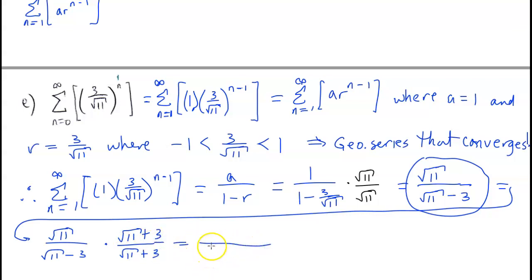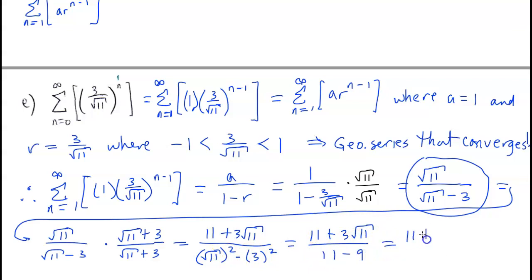Of course, the denominator here will just end up being the square root of 11 squared minus 3 squared. And up top, we'll just multiply the square root of 11 times both terms here, which would be 11 plus 3 times the square root of 11. And this will just be 11 minus 9. And the final answer there would be 11 plus 3 times the square root of 11, all that over 2.